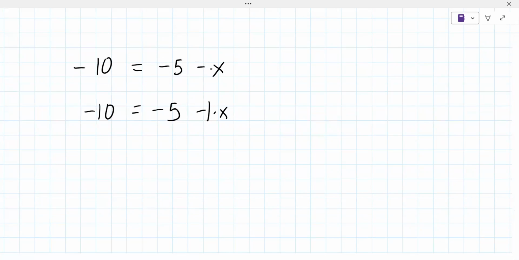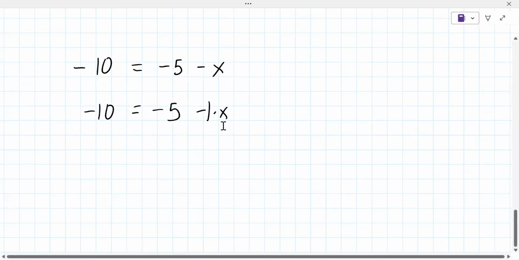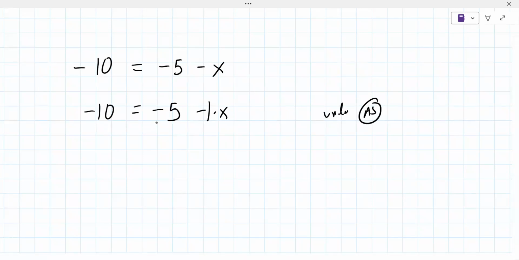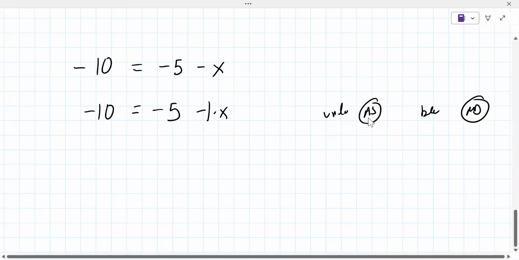So what do you undo first? Well, you undo addition and subtraction before multiplication and division. It's like you preheat the oven before you put the pie in. You don't put the pie in and then preheat the oven, right? It's kind of ridiculous, unless you know an exception to that.